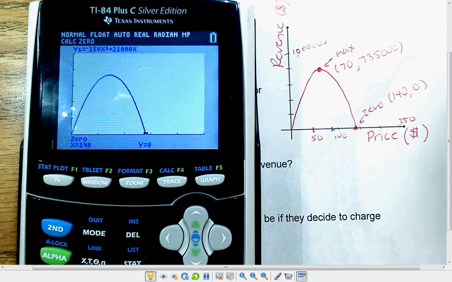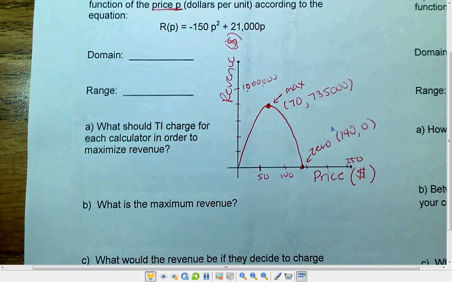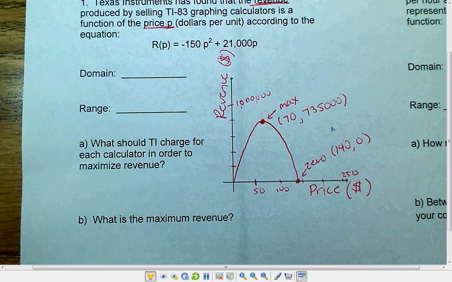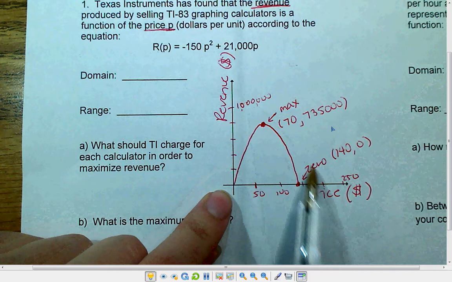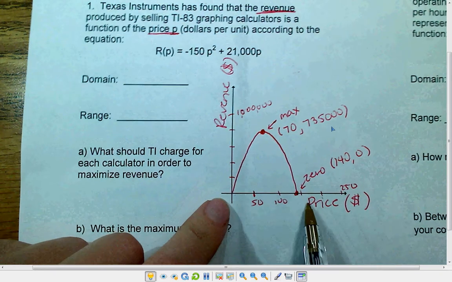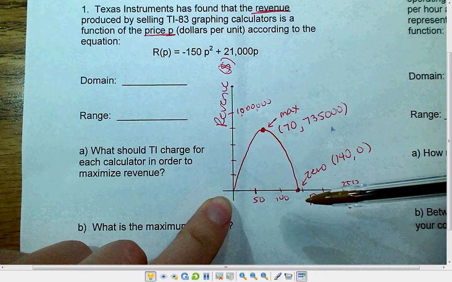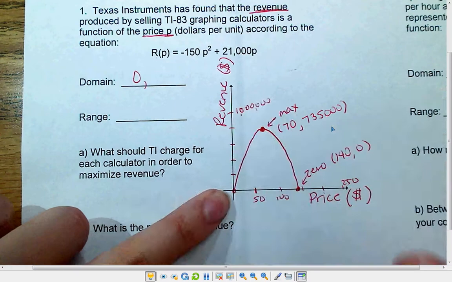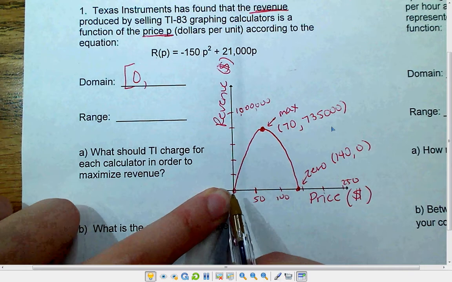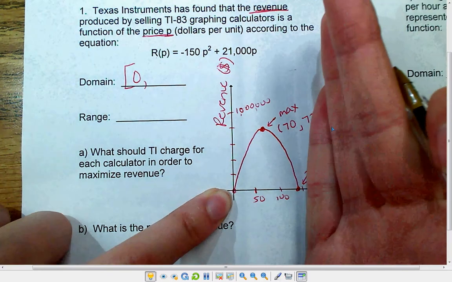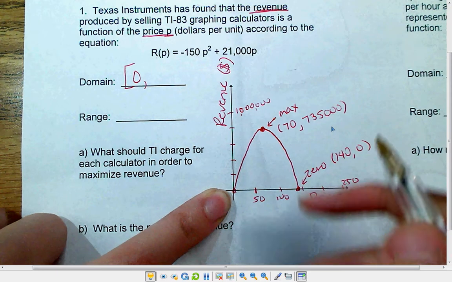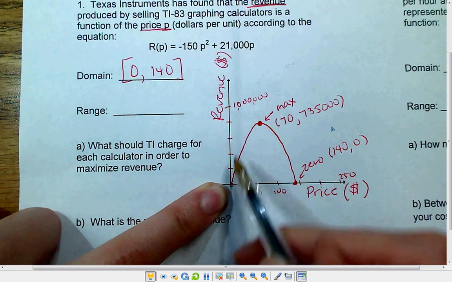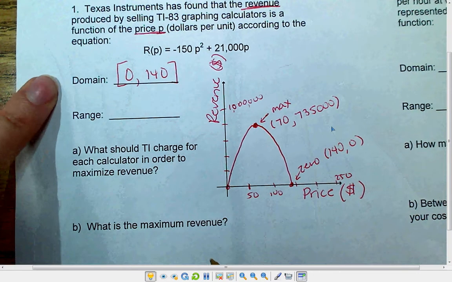Now that we have these 2 points, we can actually answer a ton of questions just using this information alone. Let's start off with our domain. Unlike before, it is not negative infinity to infinity because we're only looking at certain situations. We can't have a price that's negative. So because of that, we're only looking at this part of our graph. So our domain starts at 0. It includes 0, so it's a bracket. And then the largest x value now is going to be over here, which is at our 0. So our x max is 140. So it goes from 0 to 140, looking at these important points. This is what your domain is.